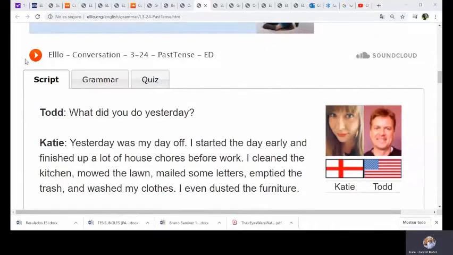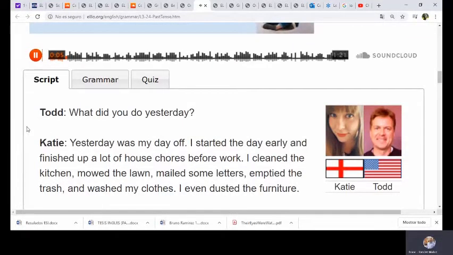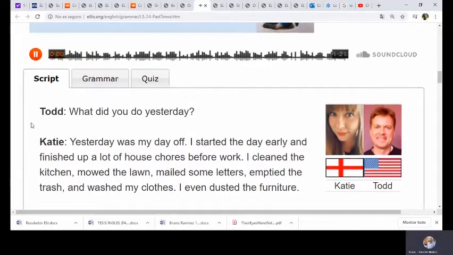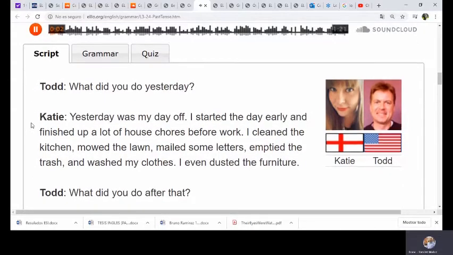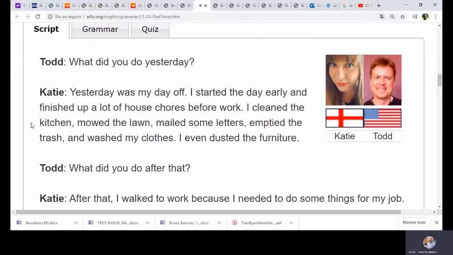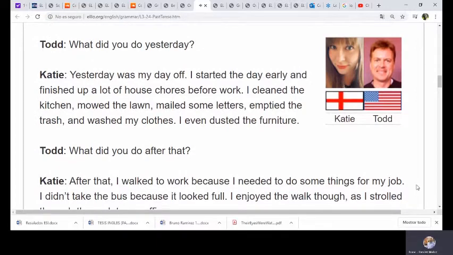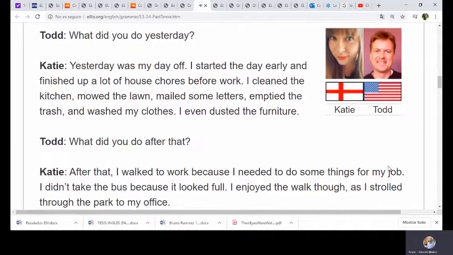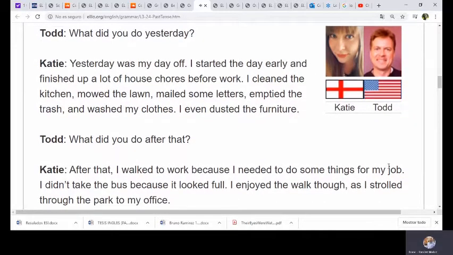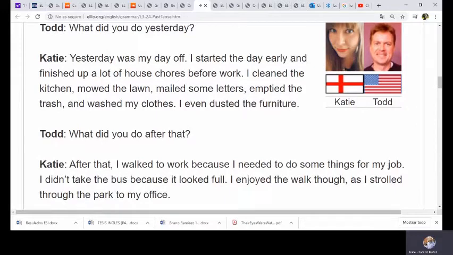I started the day early, What did you do yesterday? Yesterday was my day off. I started the day early and finished up a lot of house chores before work. I cleaned the kitchen, mowed the lawn, mailed some letters, emptied the trash, and washed my clothes. I even dusted the furniture.